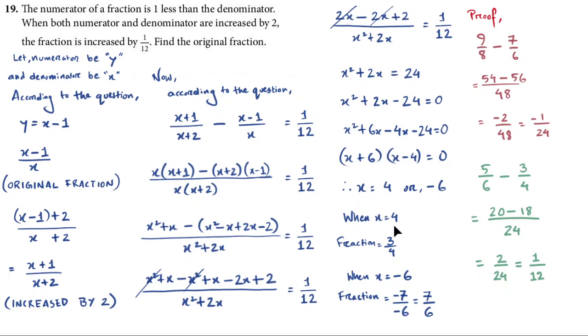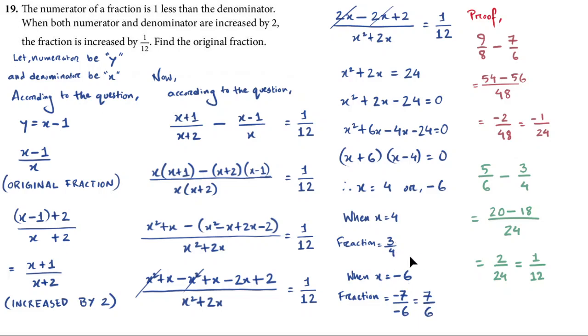When x is equal to 4, the original fraction has to be 3 by 4 because the original fraction was x minus 1 by x. So if x is 4, that means 4 minus 1 by 4, which is 3 by 4. Also, if we use the value minus 6, we get minus 6 minus 1 over minus 6. So minus 6 minus 1 is minus 7 divided by minus 6, or you can say it's 7 by 6. The answer is 3 by 4 and not 7 by 6.